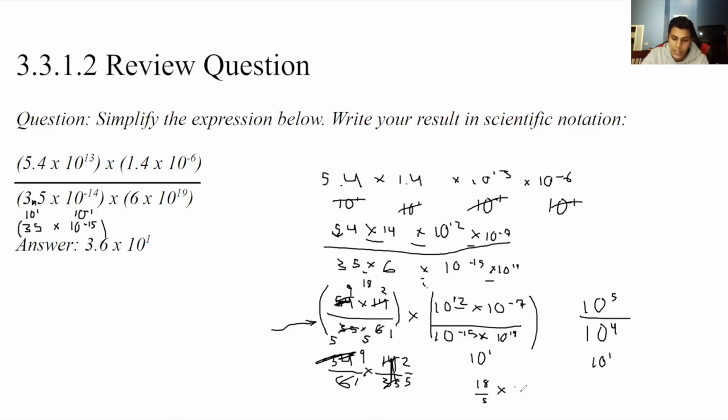So now if I divide 18 by 5, I'm going to write that in decimal form in order to make sure it's in scientific notation. If you divided that out, that would give you 3.6. So my final answer is 3.6 times 10 to the power of 1.